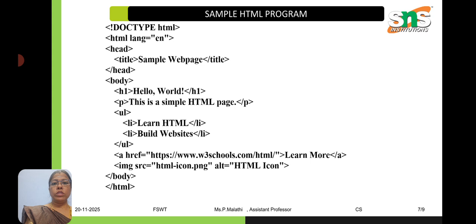Then I use the a href, that is a reference link. I have added a hyperlink. Through the link I can access the resources. And with the image source, if I want to add an image to my website, I can add this image through this link. Then I close the body part and the HTML part. It denotes that the program is closed.